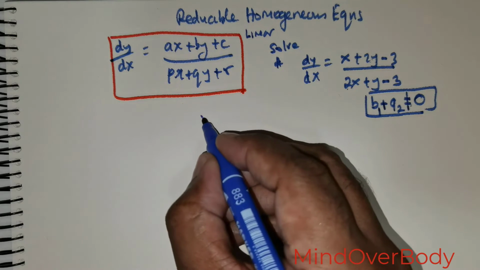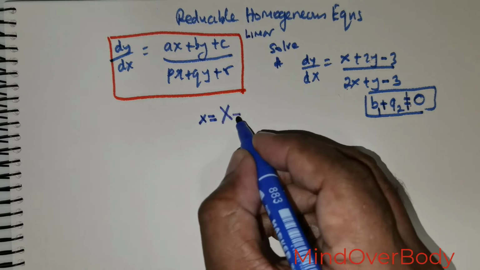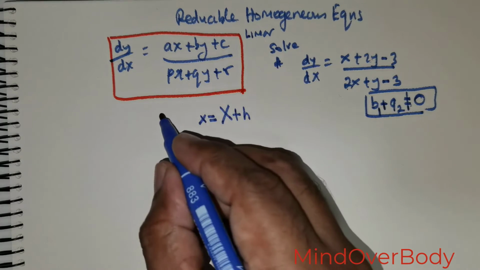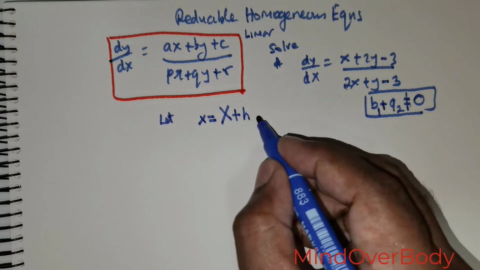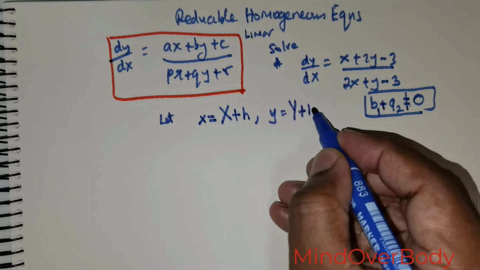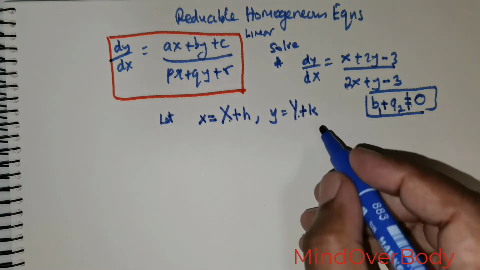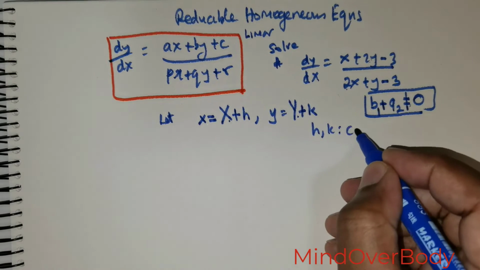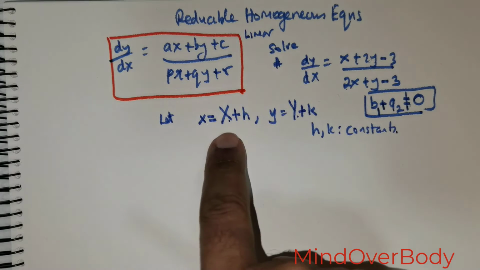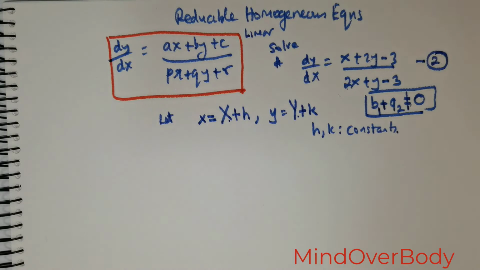For that, the first thing we will have to do is take a substitution: let x = X + h and y = Y + k. Now capital X and capital Y are variables, but h and k are constants. Having set this, we will have to rewrite the given system.